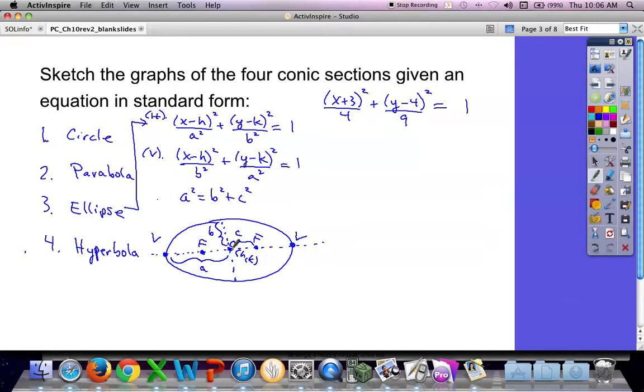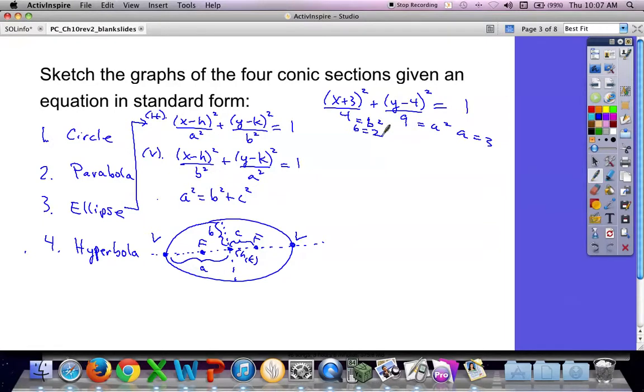We have a Pythagorean theorem looking kind of an equation that relates the three. And because A is the biggest, it's on one side by itself, right? Somehow we got to keep that straight because we use that all the time. Okay, so let's see. This equation, would you say that it's longer horizontally or vertically? Vertical because the 9 is underneath the y, right? So we would say this is the a squared, so a equals 3. And this is the b squared, so b equals 2.